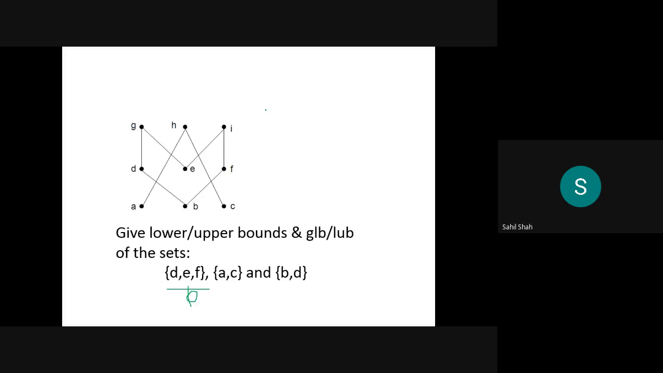Just observe. For DEF, there is no lower bound for the entire pair D, E, F, so you will not have any greatest lower bound. In a similar manner, for D, E, F, upper bounds exist, but among G, H, and I, there is nothing in common for all three elements. So it is fine.